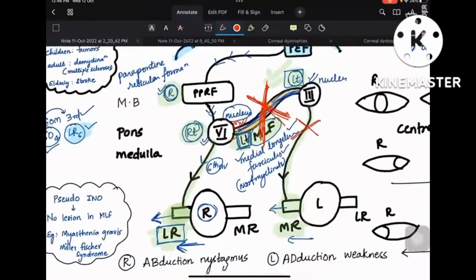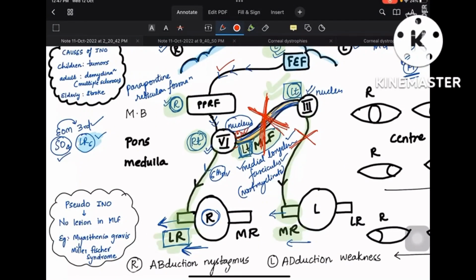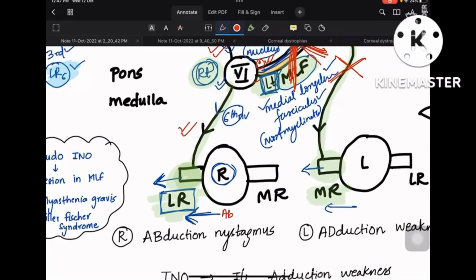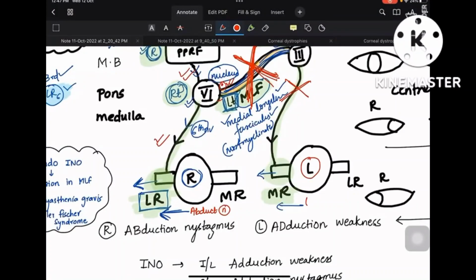So what happens is, this pathway is intact. From FEF to PPRF is intact, and the PPRF to sixth nucleus is intact. Sixth nucleus to LR is also intact. So right-sided abduction is normal, whereas left-sided adduction is gone. Left-sided adduction is gone because medial rectus is for adduction movement, whereas lateral rectus is for abduction movement. Right? That is the basic point that all of us know. MR is for adduction, LR is for abduction.